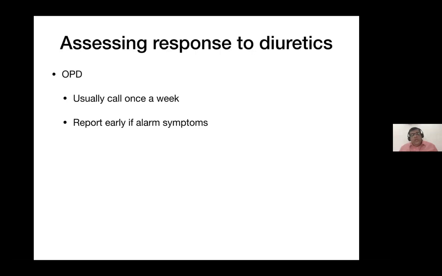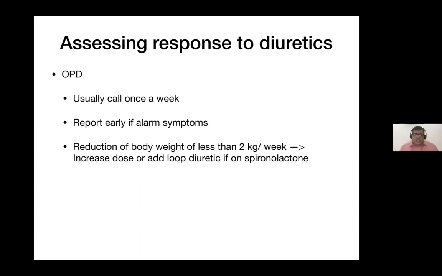Ask them to report early if there are alarm symptoms. So if they feel very fatigued, if they are having reduced urine output, if they have pain in abdomen, if there are features of encephalopathy, then they should come immediately. We also ask them to maintain a blood pressure chart at home if possible. They have daily weight charting, and report to us if there's anything alarming there.